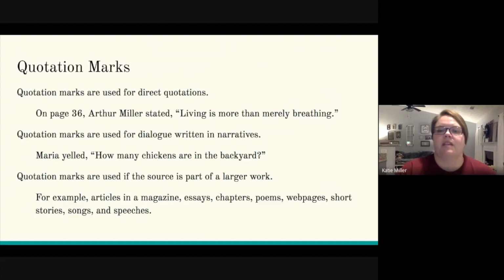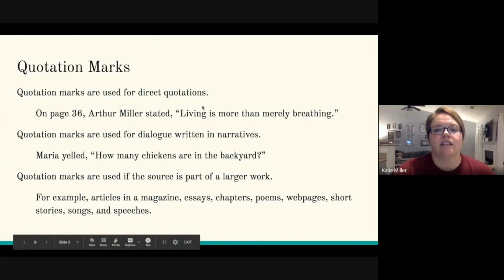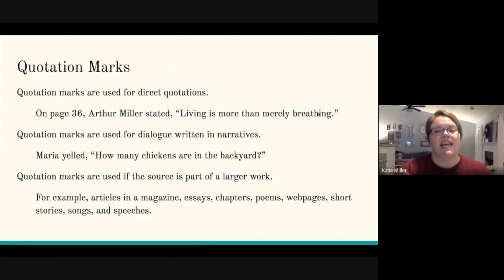This is where you pull information from another source when you're putting it into an essay or a paper. For example, on page 36, Arthur Miller stated, "Living is more than merely breathing," right? I'm pulling that from something else. Because it's not my words, I have to put quotations around it because Arthur Miller is the one who said it, not me. So that's the way that we use direct quotations. You'll notice here that Arthur Miller stated is followed by a comma. And then after that, you have your quotation marks because this is what someone actually said or wrote that we are restating.